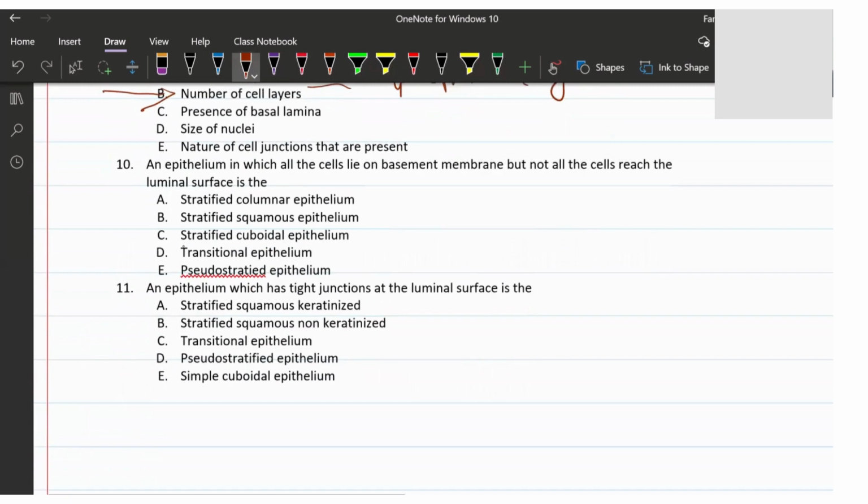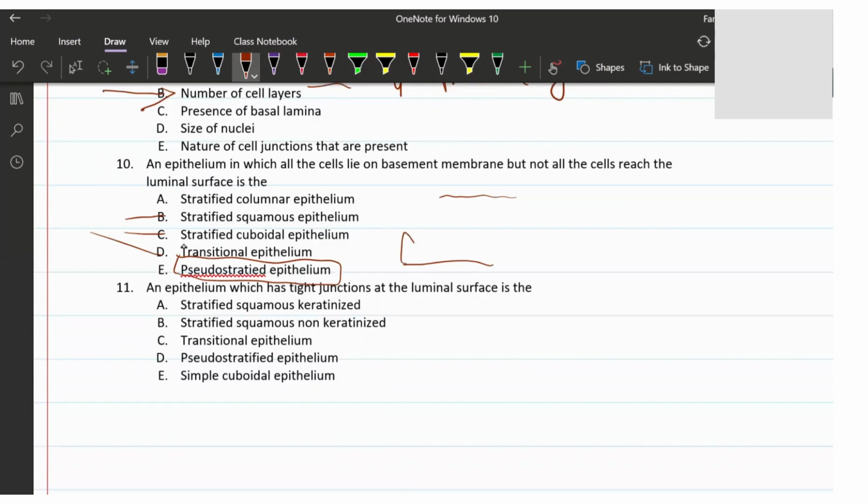The epithelium in which all the cells lie on the basement membrane, but not all the cells reach the luminal surface, is the... Now, the stratified columnar epithelium, you know, all these cells do not lie on the basement membrane, and not all the cells reach the surface. Likewise, the stratified squamous, likewise, the stratified cuboidal, likewise, the transitional epithelium. So, pseudo-stratified, as the name suggests, is the epithelium in which all the cells lie on the basement membrane, but not all the cells reach the apical surface.